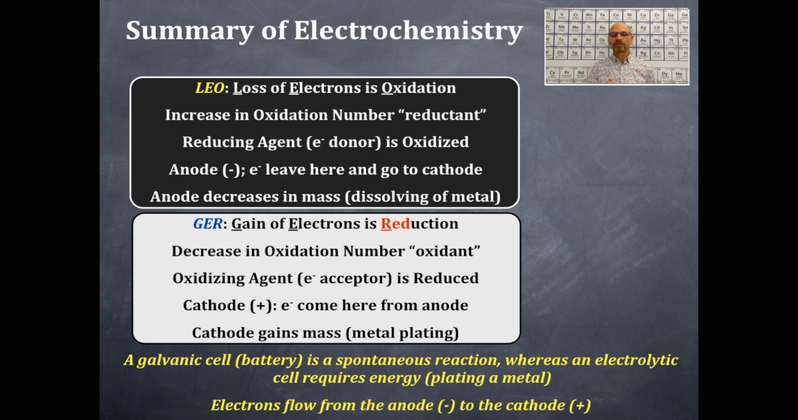Electrons flow from the anode, which is negative, to the cathode, which is positive. Anode, negative, decreasing in mass. Electrons start and emanate from that point and move to the cathode, which increases in mass. When we talk about redox reactions, we are really talking about reduction, oxidation reactions. So redox is a shorthand notation of a reduction, oxidation reaction. So that's what we're going to be talking about.